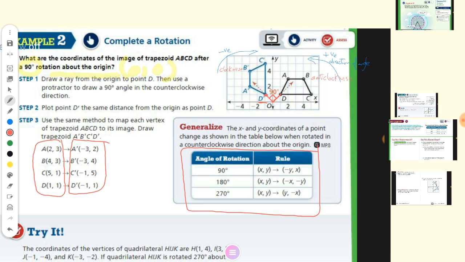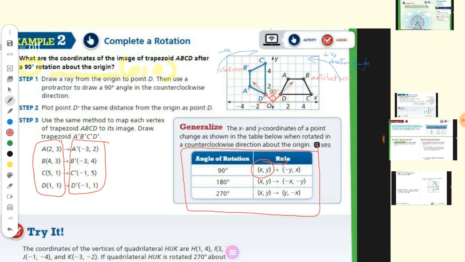If the angle of rotation is 90 degrees, and the original point is x and y, what should we do to the image? Change the sign of y, and then change x with y. This is how to rotate it 90 degrees. So we will do it with each vertex.